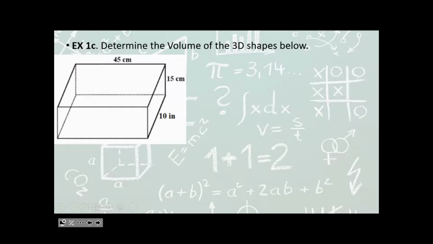All right. Another one, sort of a trick question here, says determine the volume of the 3D shape. Well, if I go to my formula sheet, this is just a box. So the volume of this box is equal to length times width times height. So here's the length, so 45 centimeters. We'll call this 15 right here. That's vertical, so we'll call that the height. And this should be my width.